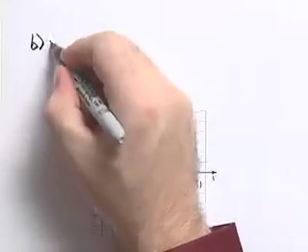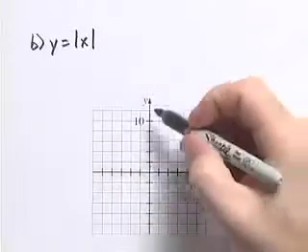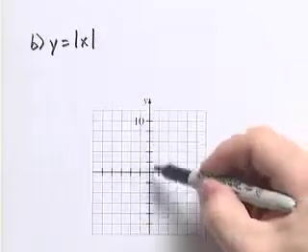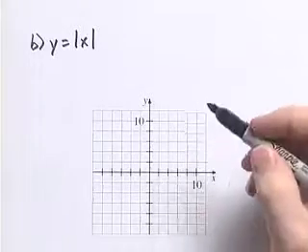Now let's graph the function in part B. In part B, our base function is going to be y equals the absolute value of x. So we're going to graph that base function here. Notice that we have the same scale on both the x and y axes. Our scale is going to be 2 units.